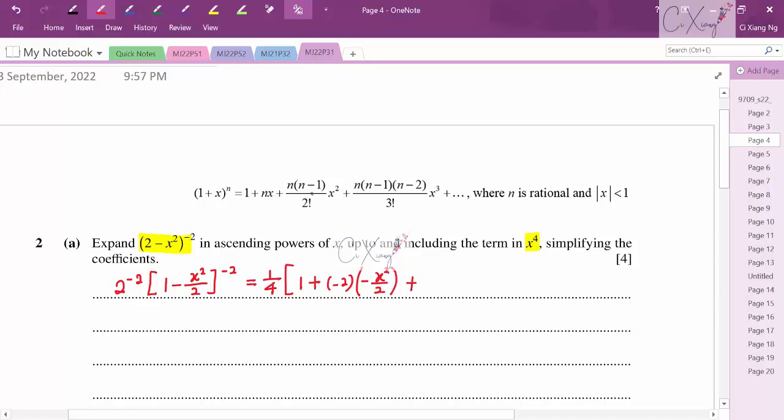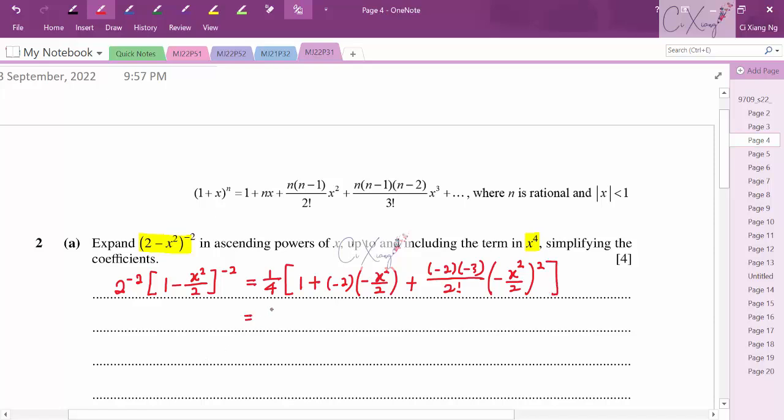Alright, so for the third term, I'm having n and n minus 1. My n is negative 2, n minus 1 will be negative 3, divided by 2 factorial, and the x power 2. So for my case here, the x power 2, the x is actually negative x squared over 2. So I'm having negative x squared over 2 power 2. If I observe this term, when I have x squared power 2 outside, eventually when I simplify, I'll get x power 4. So that means I should stop my binomial expansion here.